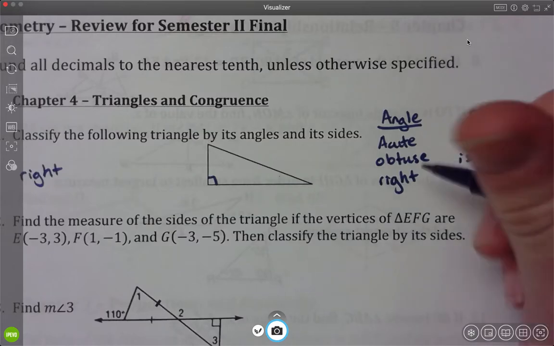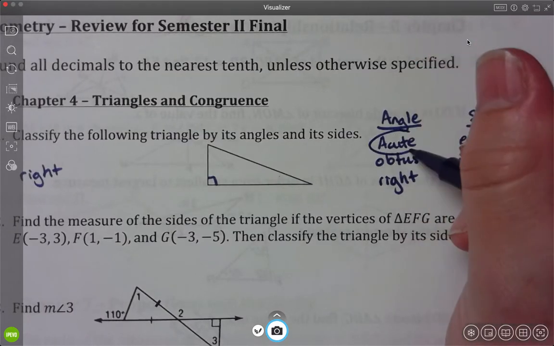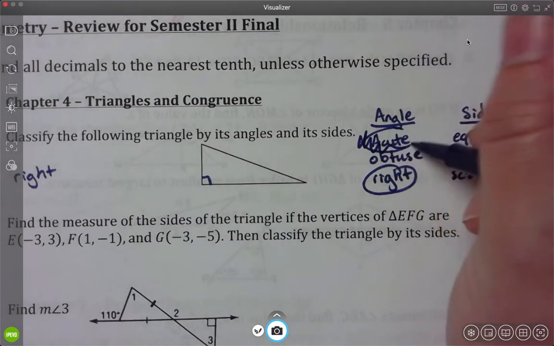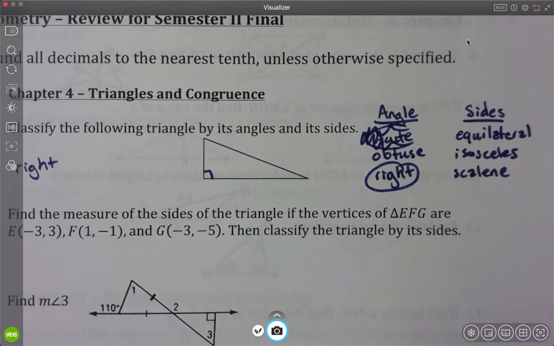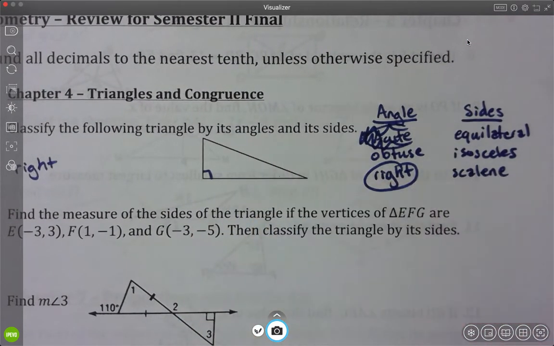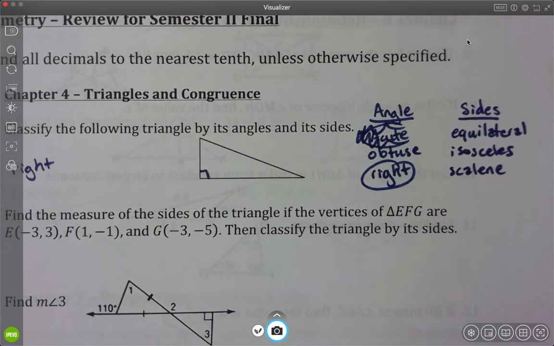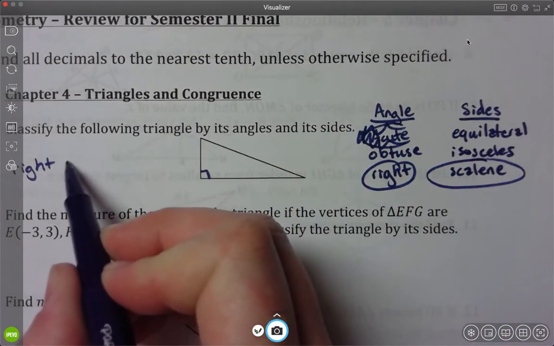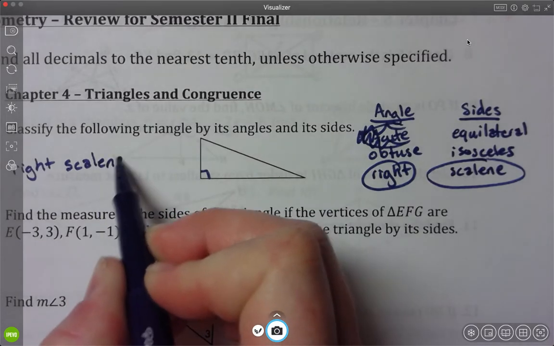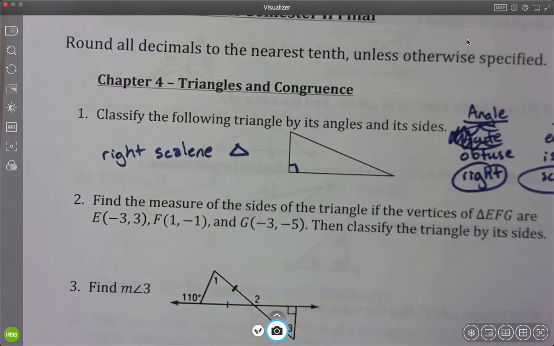Okay, so we pick a name over here, which we said was a right triangle. We said that was a right triangle, and it looks like none of those sides are going to be exactly the same length. So this is going to be a right scalene triangle, okay? And that's what it's going to look like.